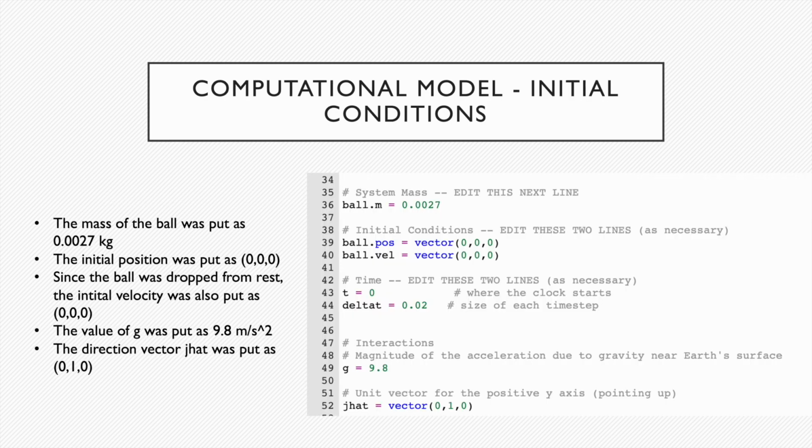So for the computational model, the initial conditions for both the codes were put as the following. The initial mass, the position, and the velocity were put as the following, and g was put as 9.8 meters per second squared. The direction vector j hat was put as (0, 1, 0).